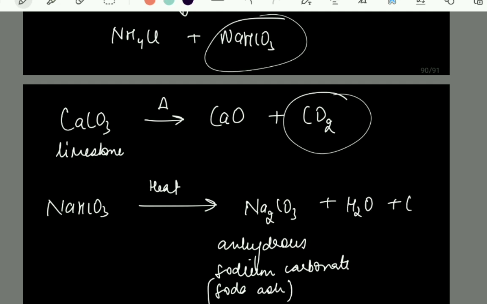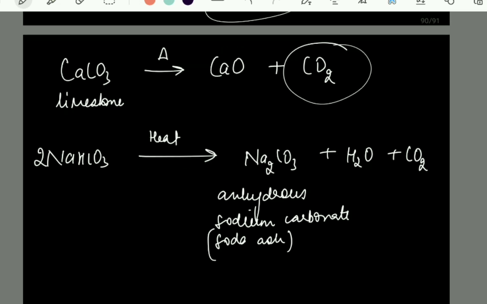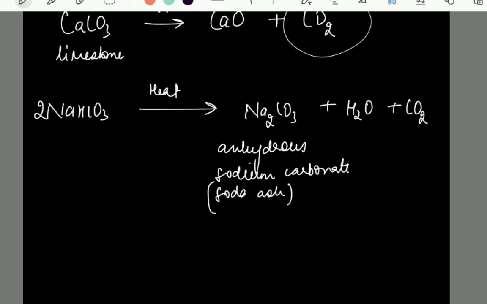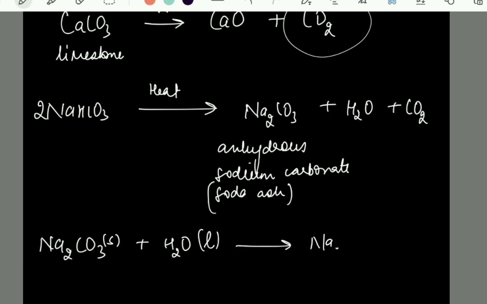Plus water and carbon dioxide. So if we strongly heat it, these are the products we will get. Now the next step: we are going to use sodium carbonate and mix it in water. This is solid, this is liquid. So we are going to make it aqueous.